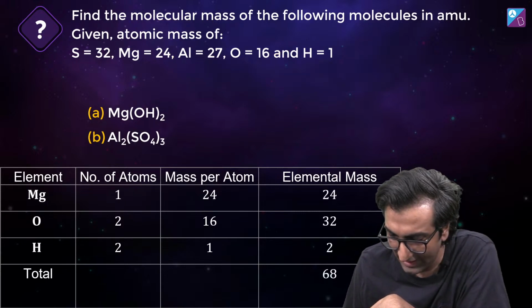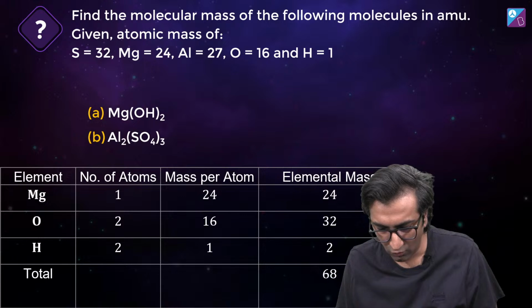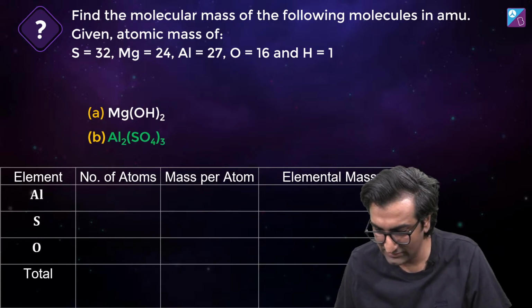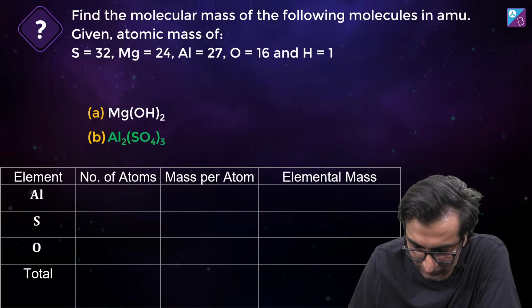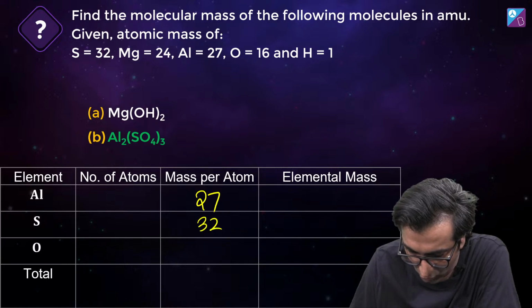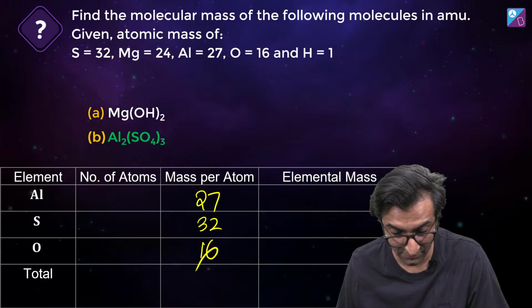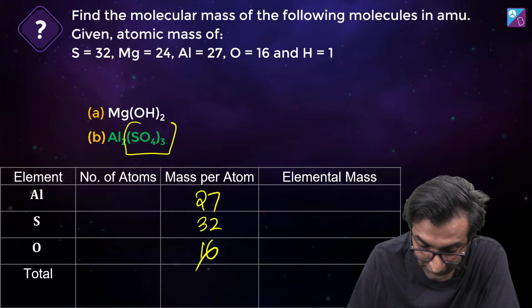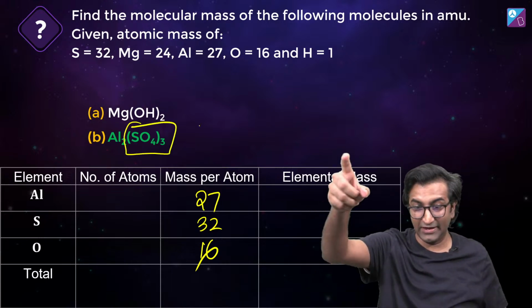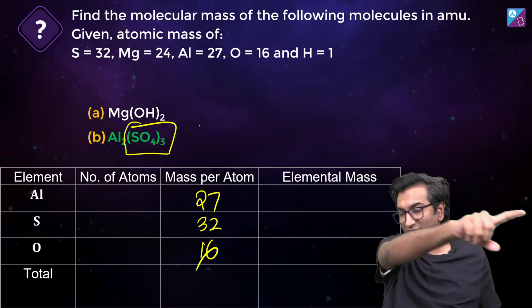Next one. What about aluminium sulfate? Do the same thing. Yeah, aluminum mass is 27, sulfur 32, oxygen 16. Okay, mass of one atom. But now the number of atoms have changed. See, be careful about this. Please do this. I'll give you 30 seconds to do this. Hurry up, on all three channels. Hurry up, please.